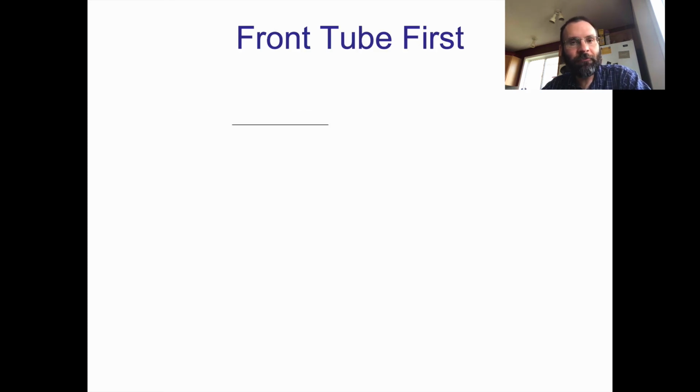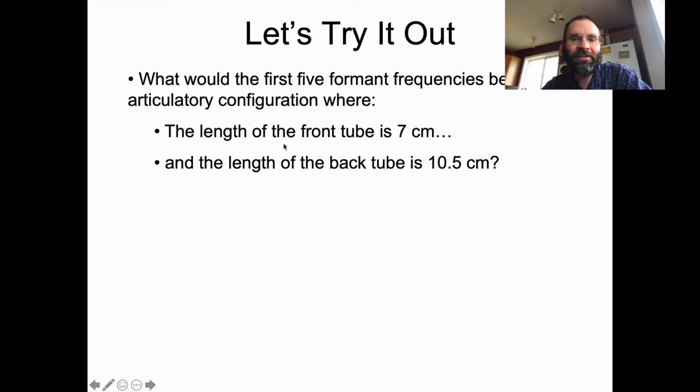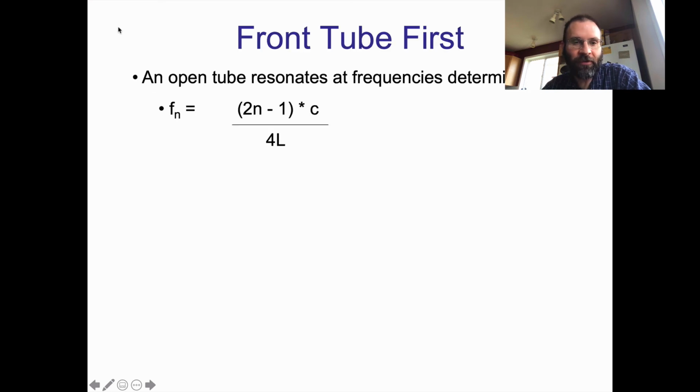Let's do the front tube first. It's shorter. We can expect its resonant frequencies to be higher for that reason. And we're just going to use this equation, which we've derived and talked about at some length. And we're going to figure out what the formant frequency should be if L is 7 centimeters, right? That's all we really need to know for this, because we've done the other stuff enough times to be familiar with it, right?